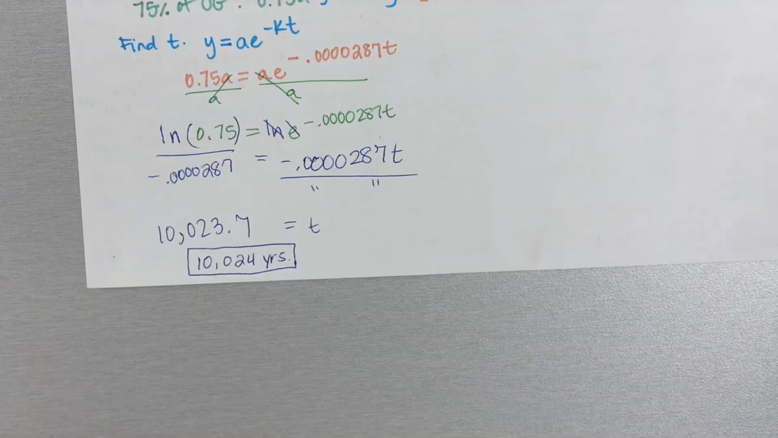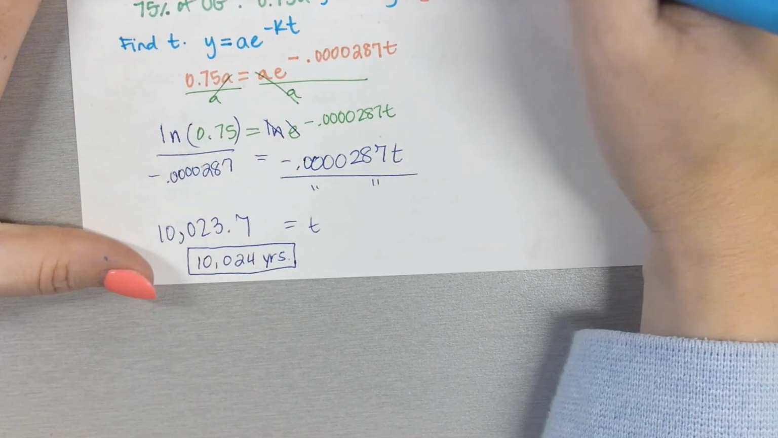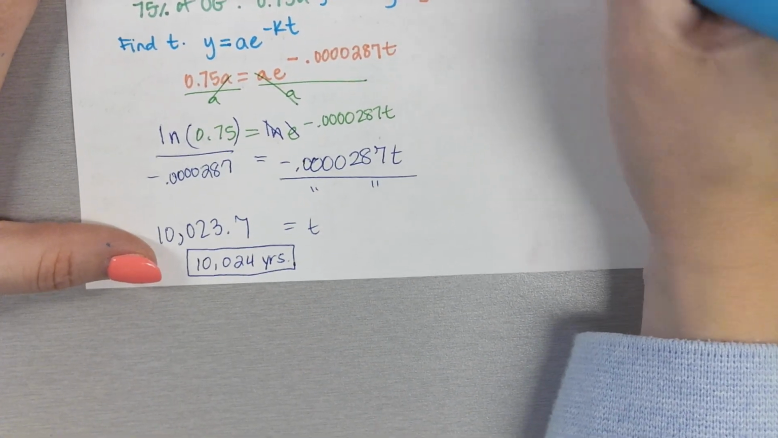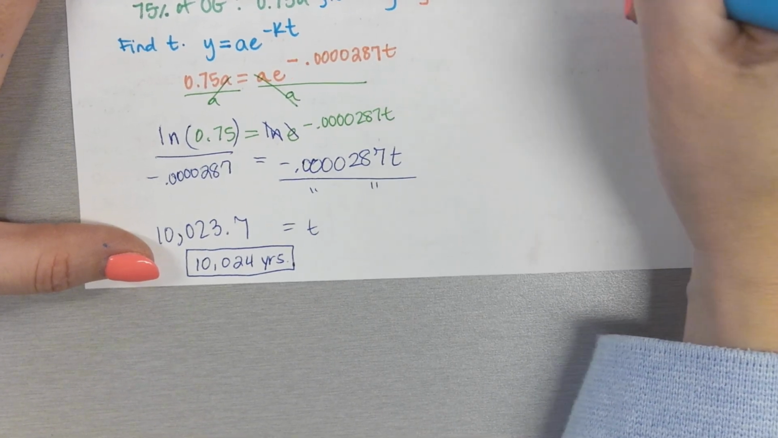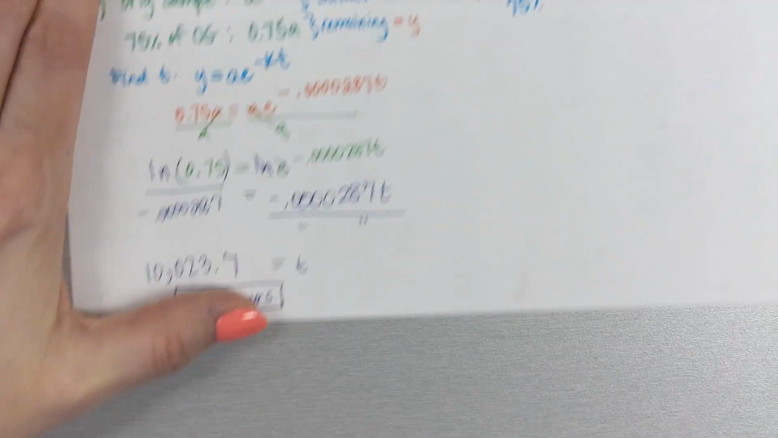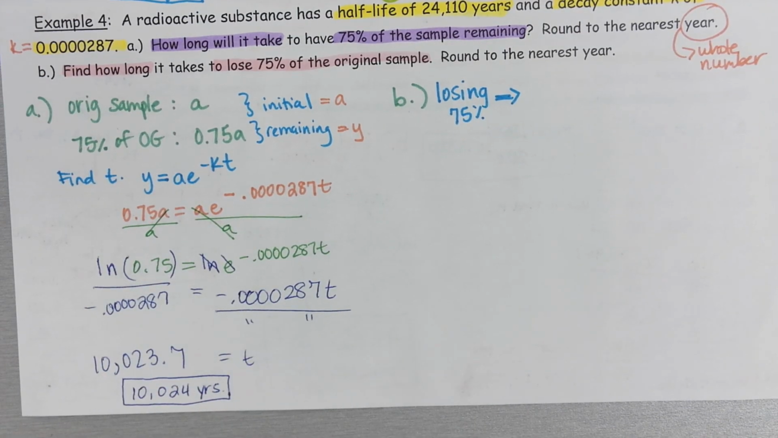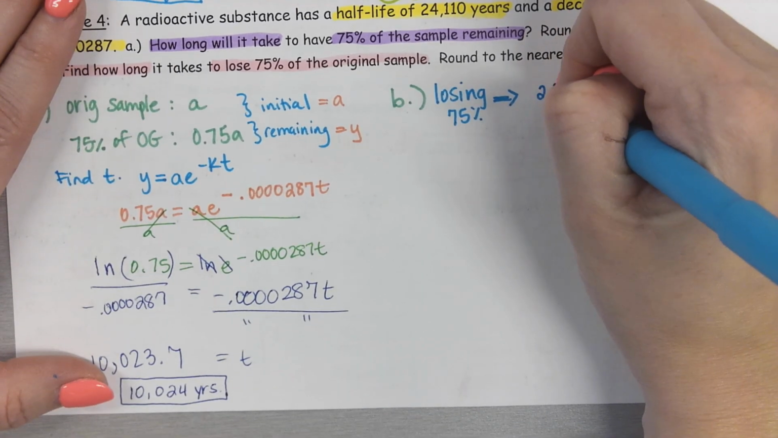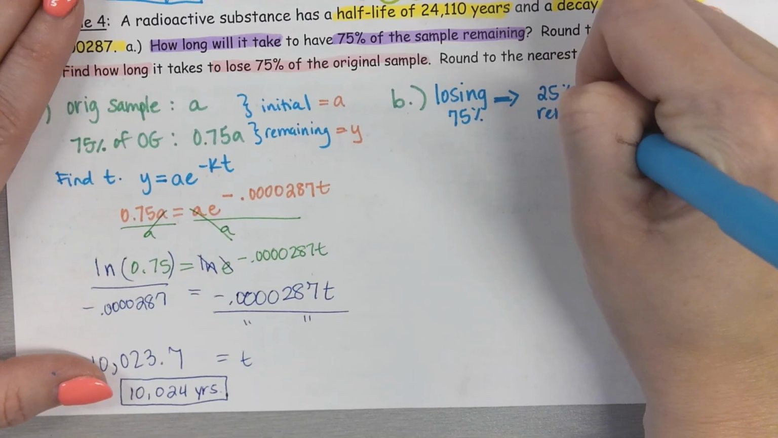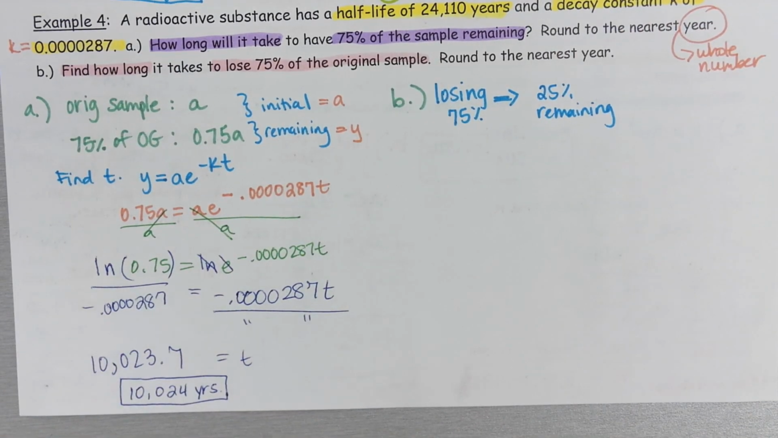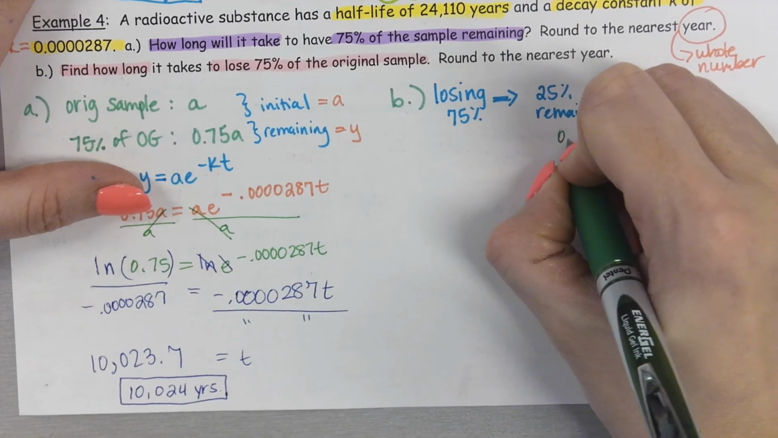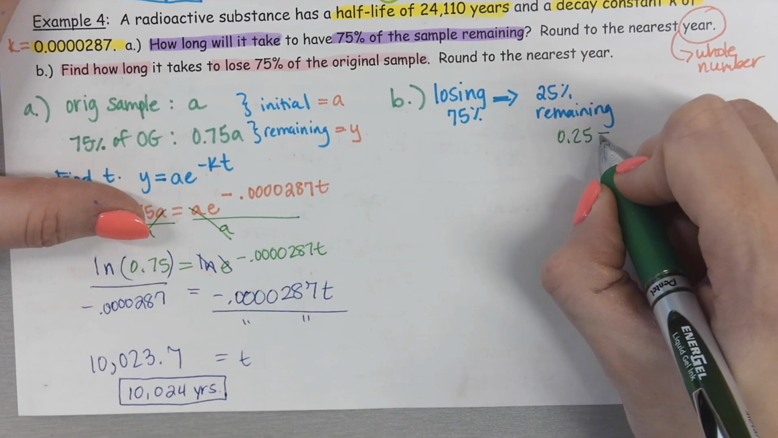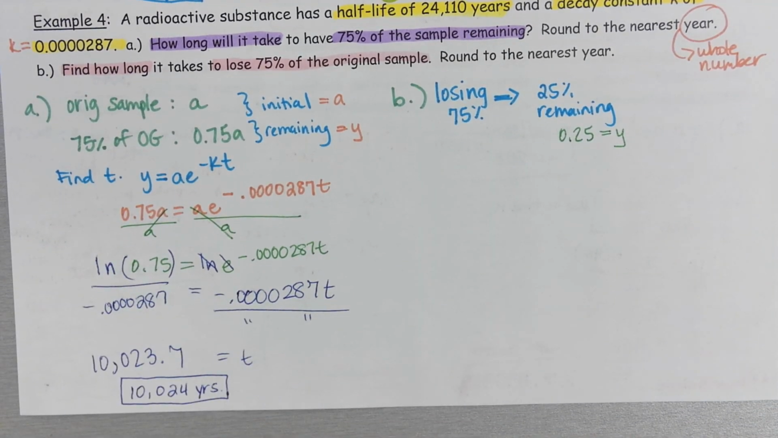There's a reason why I did these, because you're going to see these in your homework. And I want you to understand the difference in the language. So if you are losing 75%, remember that means you have 25% remaining. So that's what's going to be plugged in for your value of y. The y is how much is remaining.